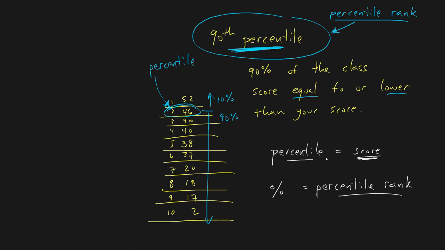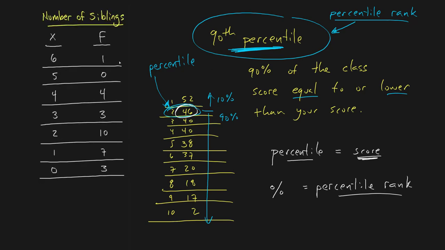If I said, what is the 90th percentile? The 90th percentile is 46. What percentile rank does 46 have? It has a 90%. Its percentile rank is the 90%. It's the 90th percentile. It's a little confusing until you've done a number of examples like this.